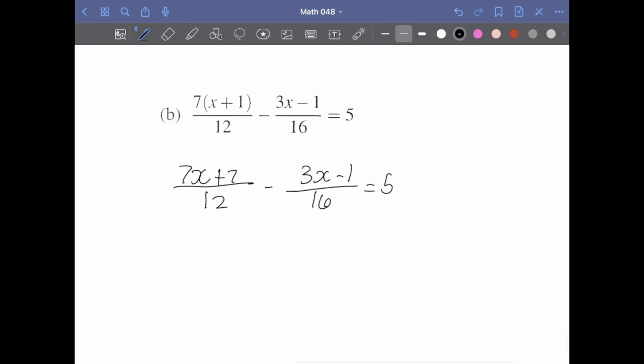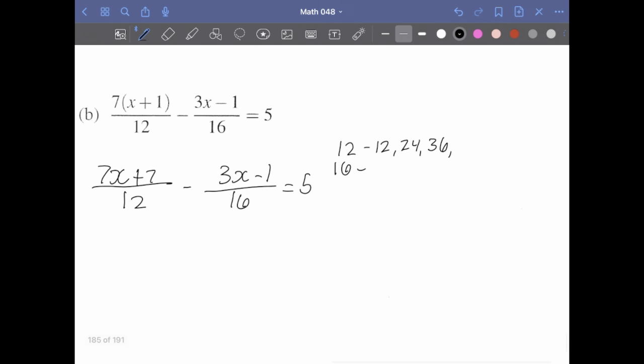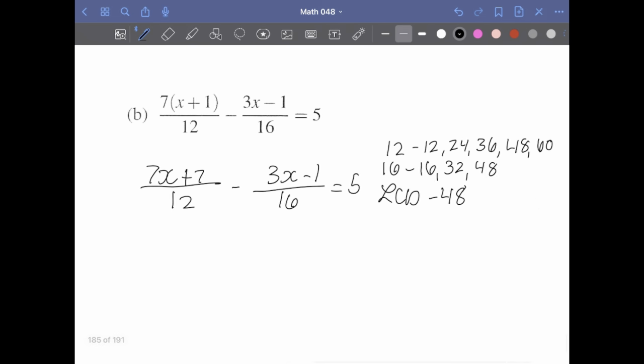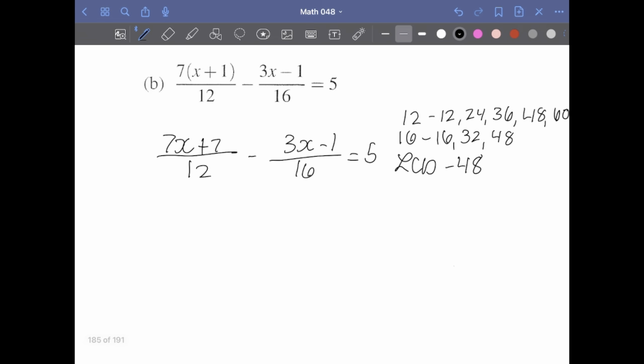Now since I see fractions and I have two different denominators, I'm going to find the LCD. So I'm going to start by listing their multiples. Multiples of 12 are 12, 24, 36, 48, 60. Multiples of 16 are 16, 32, 48. I see that the lowest common multiple that they share is 48. So the LCD is 48. So what I'm going to do is multiply both sides of the equation by 48.